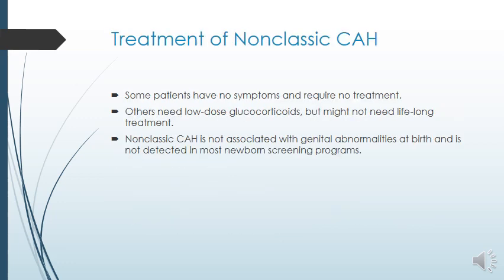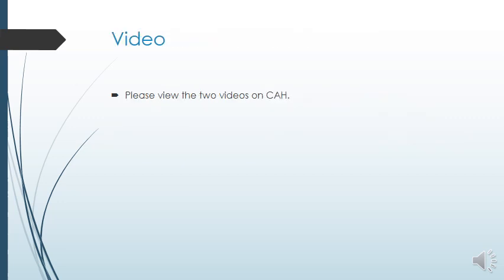For the treatment of non-classic CAH, some patients have no symptoms and require no treatment. Others need low-dose glucocorticoids and might not need lifelong treatment. Non-classic CAH is not associated with genital abnormalities at birth and is not detected in most newborn screening programs. Please view the 2 videos on CAH.